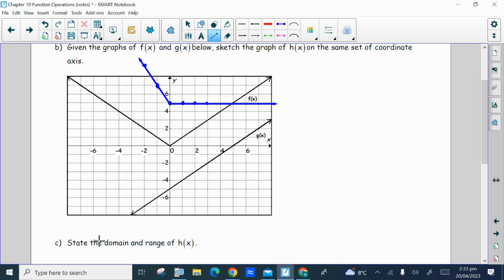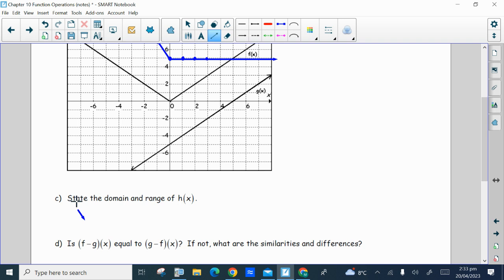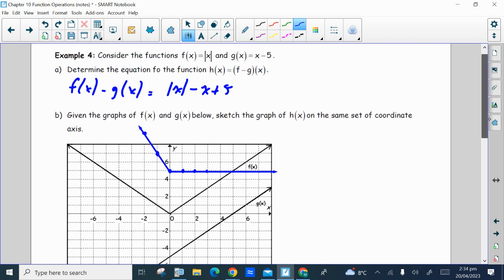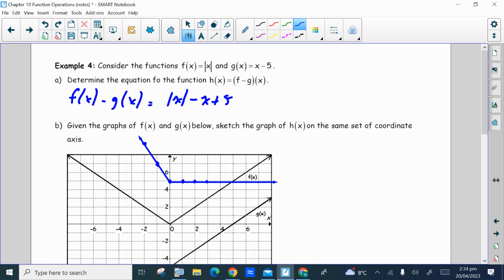So the domain of this is all real numbers. Goes left and right forever. So negative infinity to positive infinity. But the range of h is not all real numbers. It has a minimum value of plus 5 as it goes to the right. As it goes to the left, it's going up to positive infinity. F minus g at x. That's function notation.